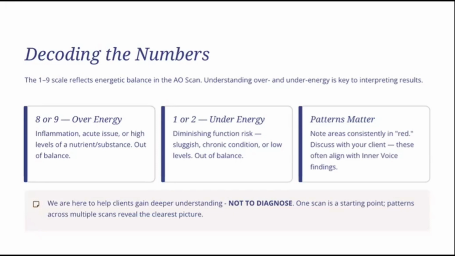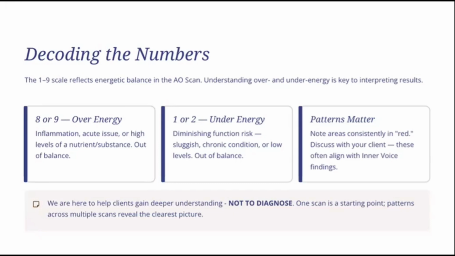So an over energy, which in this case would be an 8 or a 9, generally means something has too much energy. And in the case of the AO scan, this can be seen as inflammation. However, it can also mean that it's an acute issue. So it's something happening right now. And the numbers corresponding to this would be the 8 or the 9. And this would be considered to be out of balance. Another way to interpret these numbers can also be that the level of whatever is indicated, for example, if we're looking at a vitamin or a mineral or something like that, that level may be high.